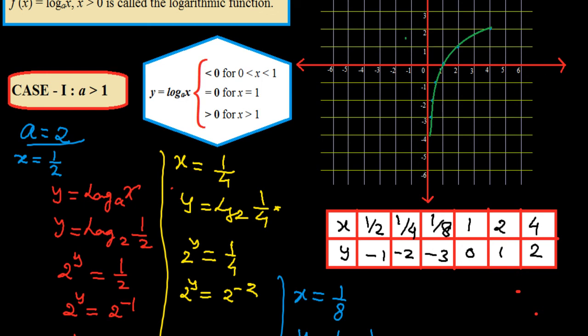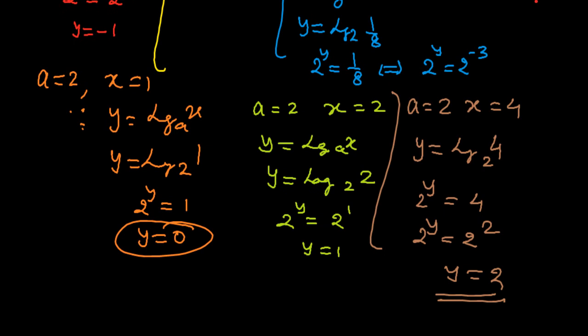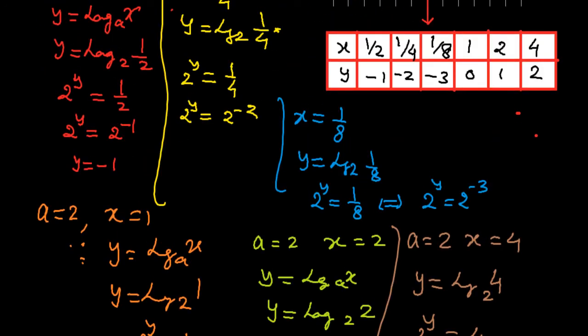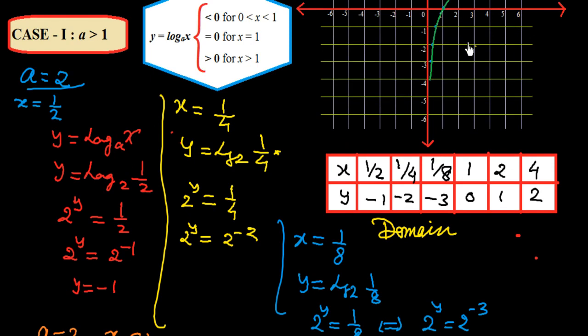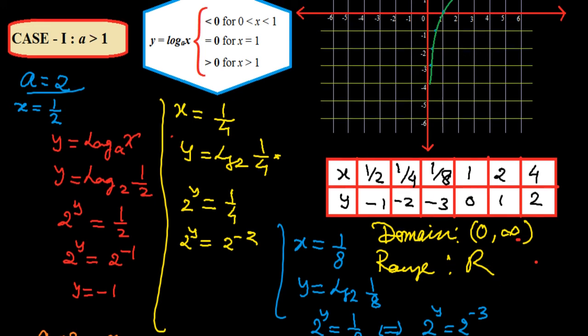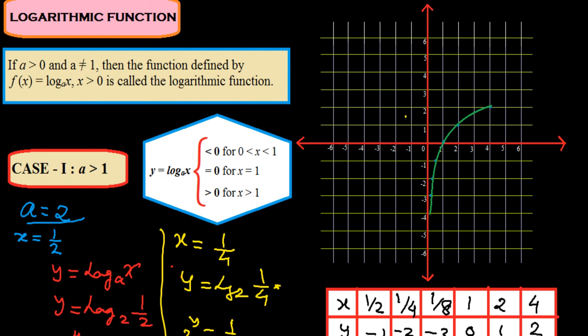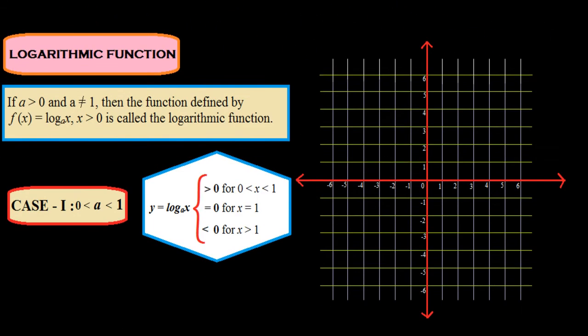Now we see case 2. First I write here the domain and range for your understanding. Here you see the domain is 0 to infinity, 0 is not included. And the range is R, because the graph runs along the whole y-axis. So this is the domain and range. Now we see case 2.